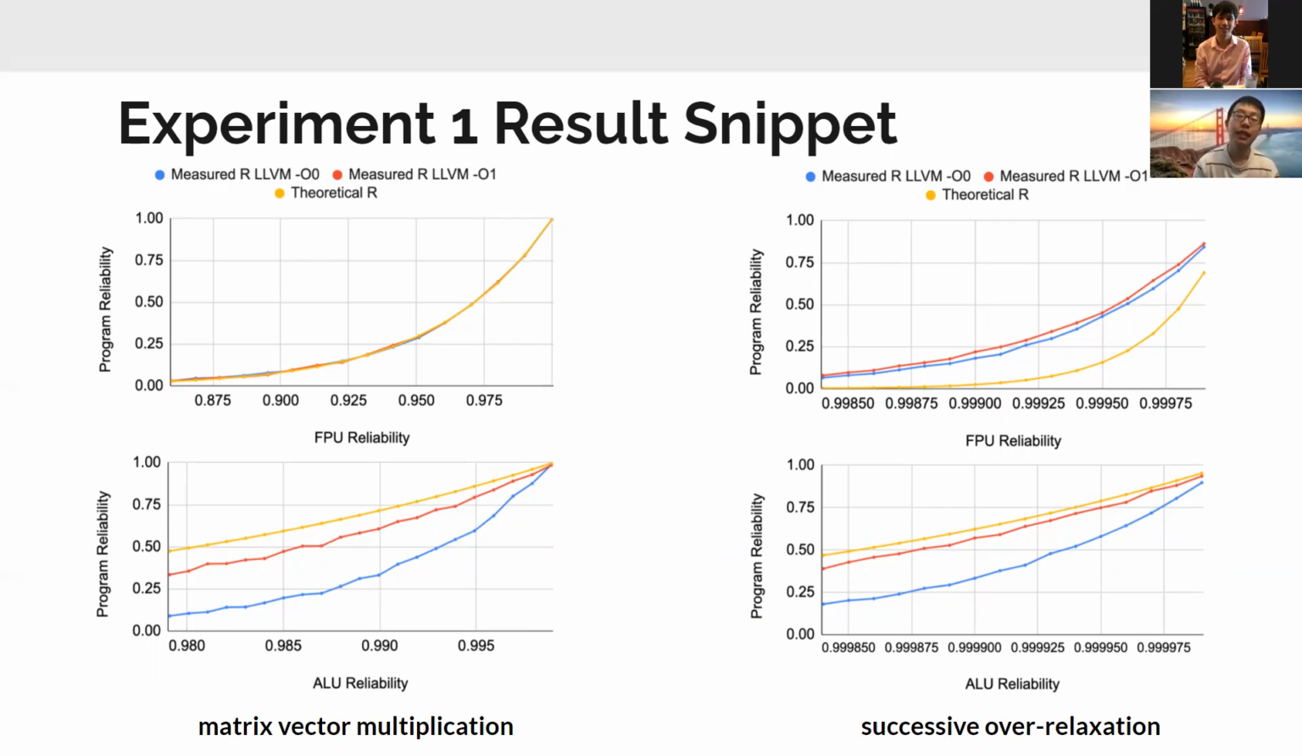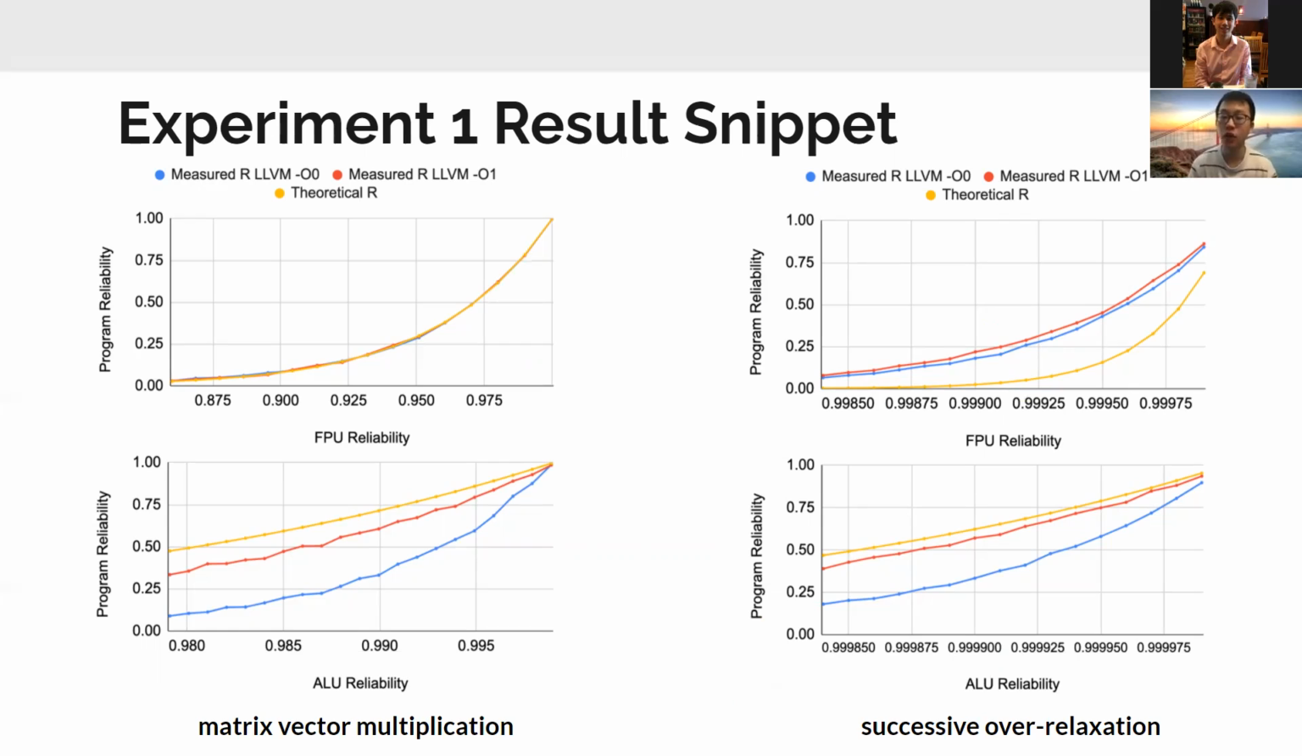The red line is with compiler optimization, clang -O1. You can see that under an unreliable FPU, the theoretical lower bound is correct and also exactly matches the runtime reliability behavior of MATVEC. However, under an unreliable ALU, the lower bound actually breaks.